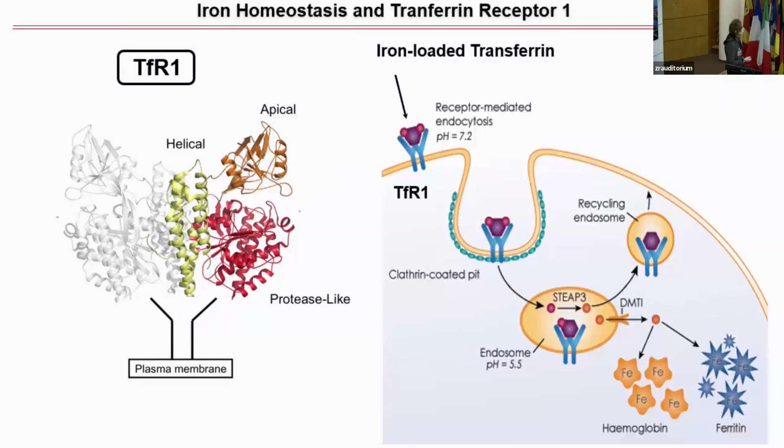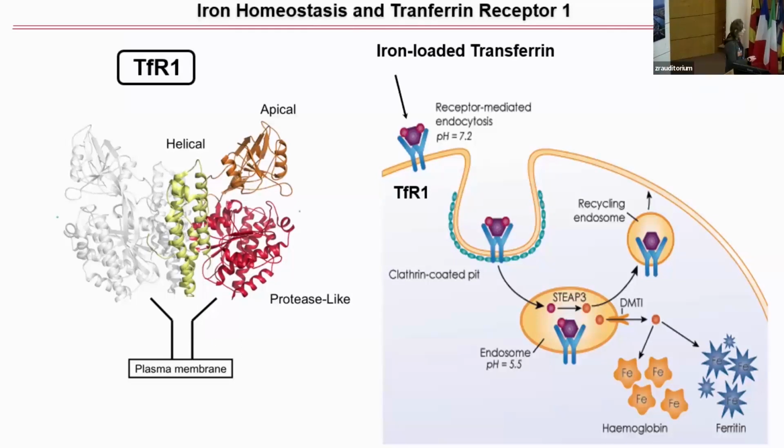It is a dimer. We have an interface, a helical domain which mediates the dimerization. We have two domains, the so-called apical domain and the protease-like domain, here represented respectively in yellow, orange, and red. And how does it work? It resides on the surface of the cell, and it recognizes transferrin, which is the classical iron transporter in mammalians.